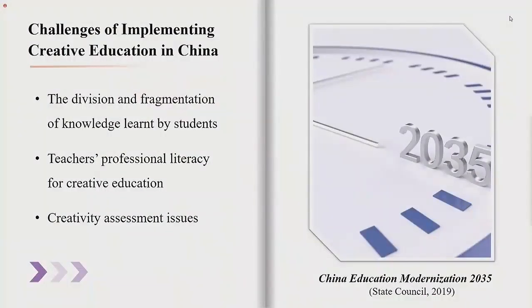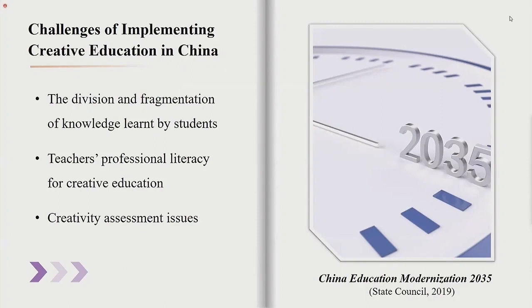Okay, so despite the progress we have achieved, there are still some challenges of implementing creative education in China, lying in the way toward our goal to achieve education modernization. One challenge is about the division and fragmentation of knowledge learned by students, especially given that the Chinese education system is still basically exam-oriented and knowledge-based. That is also why it's still difficult to integrate the creative curriculum with the subject curriculum in China.